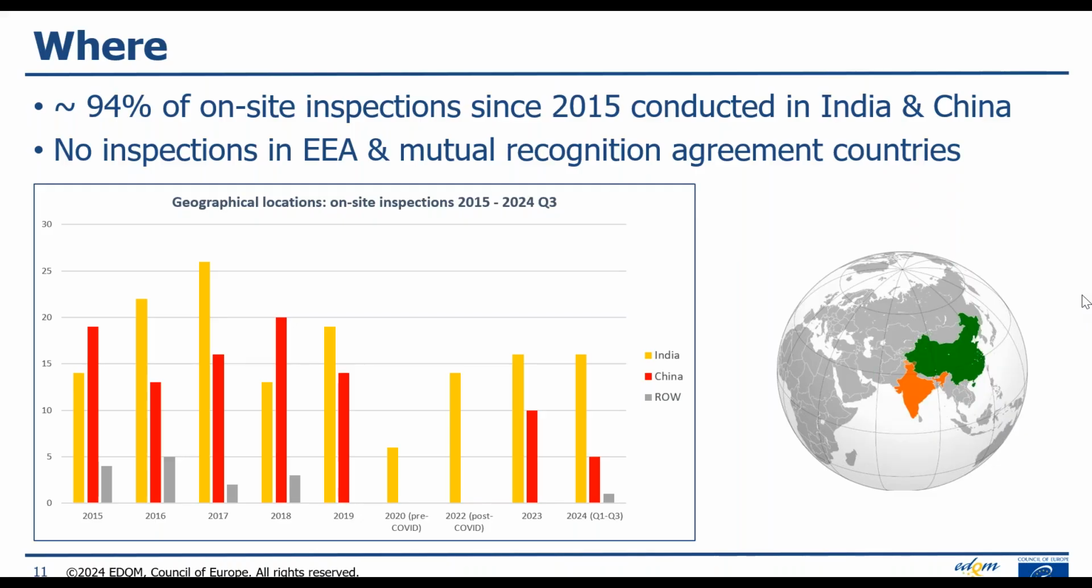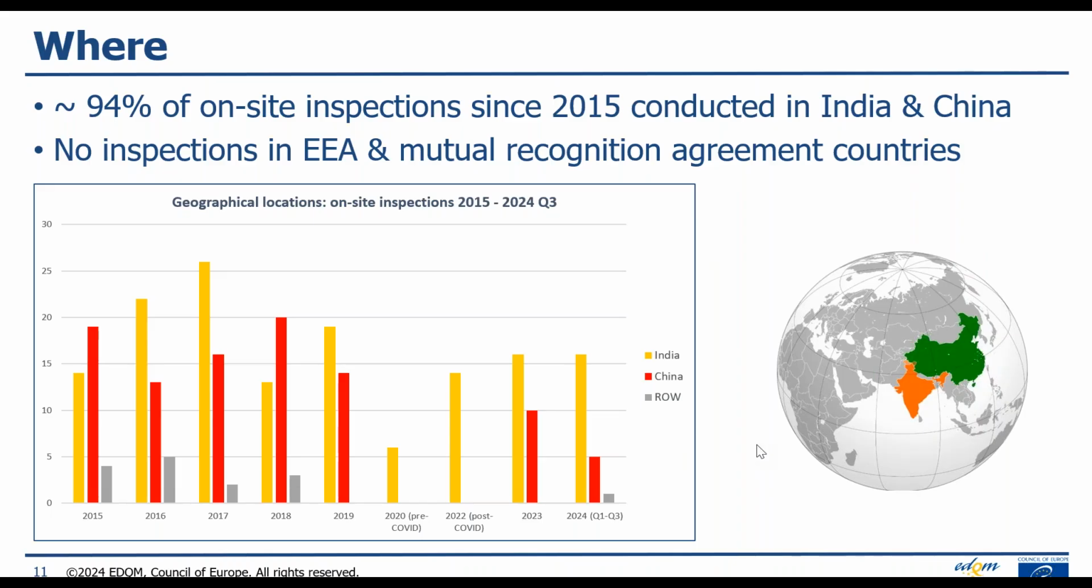So, we wouldn't, of course, do any inspections within Europe because those sites are supervised by the European national competent authorities. So there's no need for us to go there. So you can see here that this graph shows the distribution of inspections. It's roughly a similar number of inspections in both India and China. There are some other rest of world countries that we will go to as well.